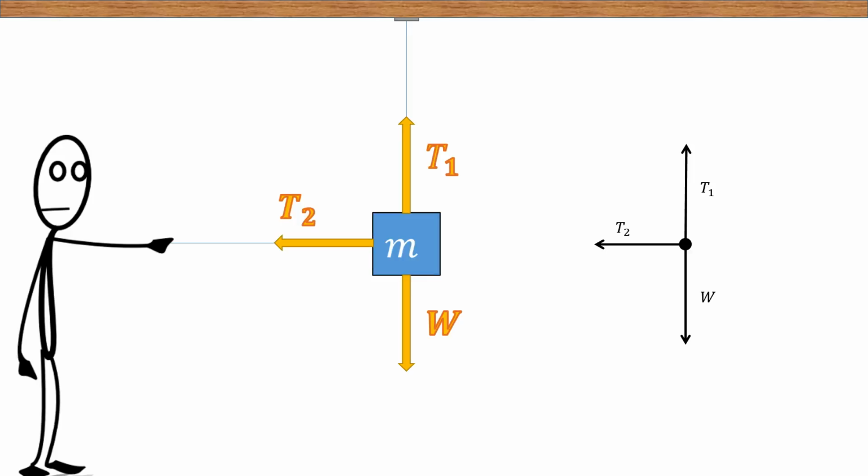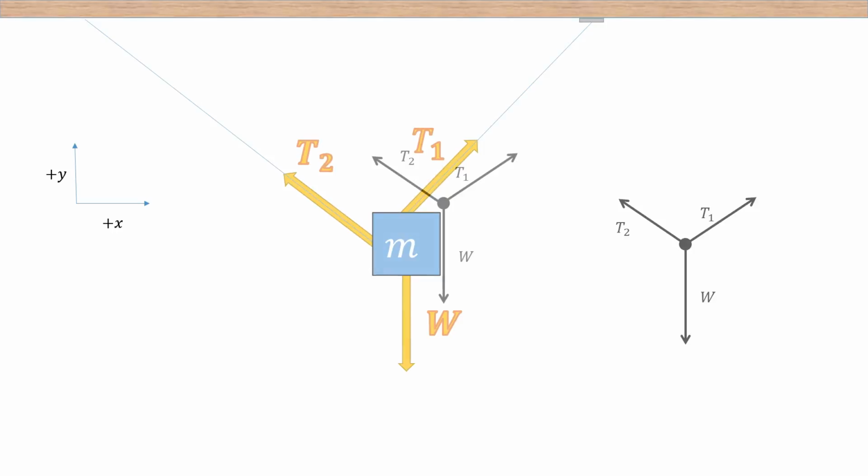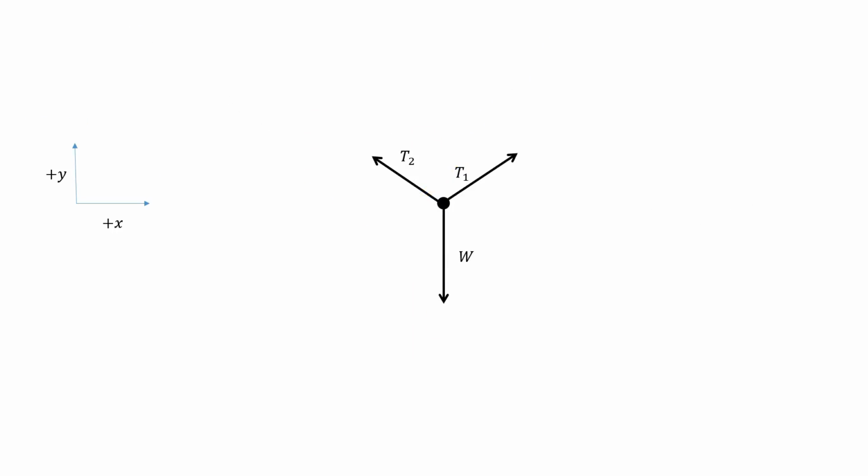If the strings are at different angles to a chosen axis, then we draw the forces on the free body diagram accordingly. Again, the size of the arrow corresponds to the magnitude of the forces. The vectors shown can be broken into x and y components, and if the box is at rest, then these components should all add up to 0.